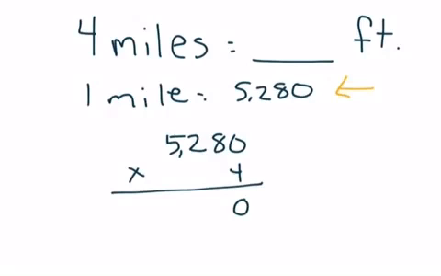So 4 times 0 is 0. 8 times 4 is 32. So drop a 2, carry the 3. 4 times 2 is 8, 9, 10, 11. And 4 times 5 is 20, plus the one that we carried, 21. So I know that there are now 21,120 feet in 4 miles.